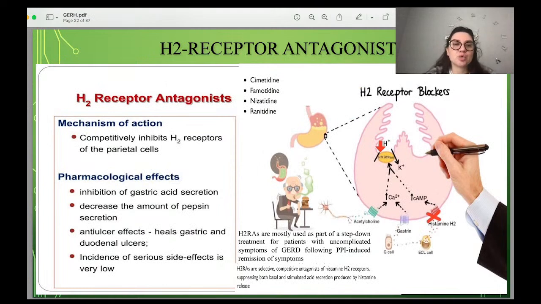Next group is H2, or histamine 2 receptor antagonists. As a mechanism of action, they competitively inhibit H2 receptors of parietal cells in the stomach. Pharmacological effects: inhibition of gastric acid secretion, decrease in the amount of pepsin secretion, anti-ulcer effects, healing of gastric and duodenal ulcers. Incidence of serious side effects is very low for them. The drugs in this group include cimetidine, famotidine, nizatidine, and ranitidine.